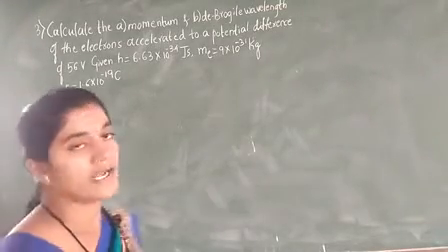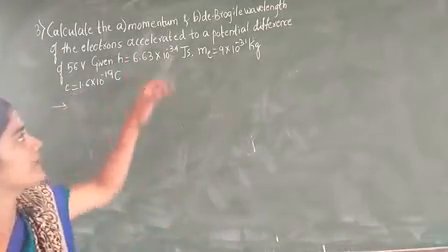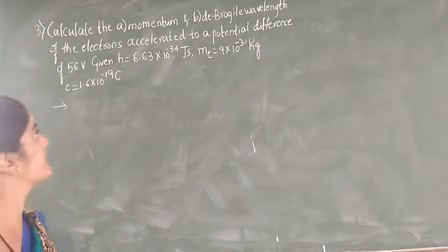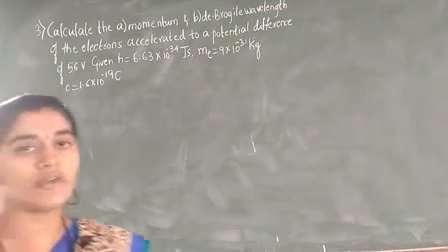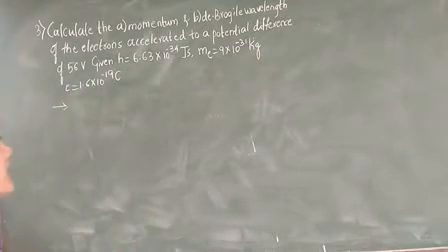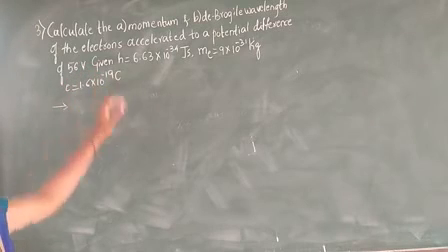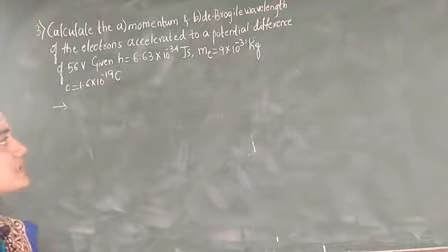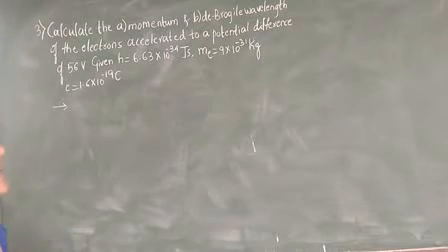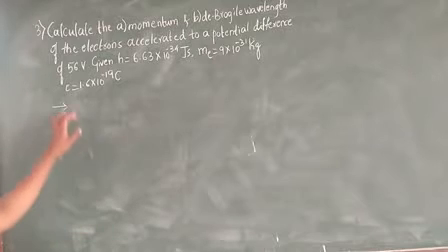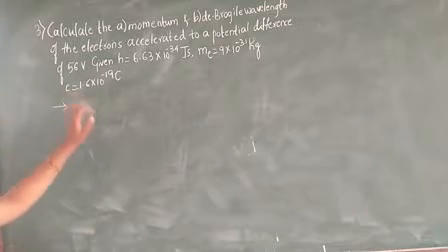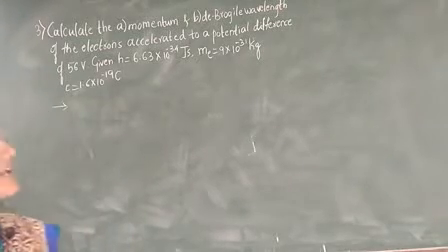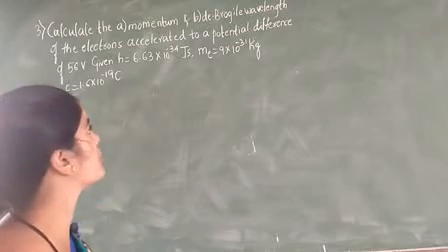Third question: calculate first the momentum, and second the de Broglie wavelength of an electron accelerated through a potential difference of 56 volt. Given that h is equal to 6.63 into 10 raised to minus 34 joule second, the mass of the electron is 9 into 10 raised to minus 31 kg, and the charge is given as 1.6 into 10 raised to minus 19 coulomb. Here we have to find the momentum and the de Broglie wavelength.